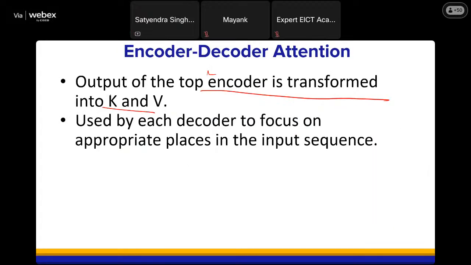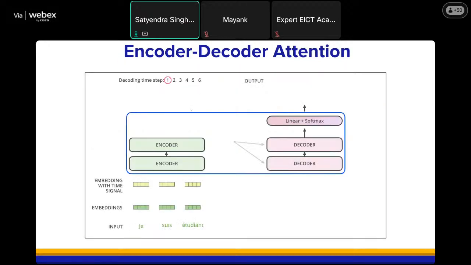So in the encoder-decoder attention network, the last output of the last encoder is transformed again into K and V, so key and value, and this key and value is passed to the decoder, to be used by the encoder-decoder attention layer in it.